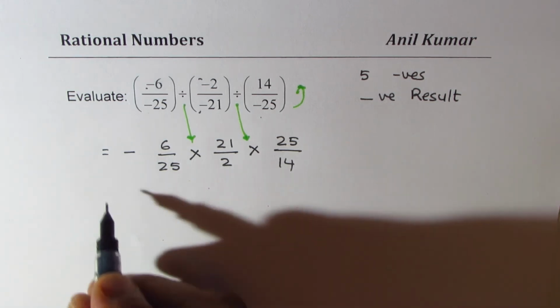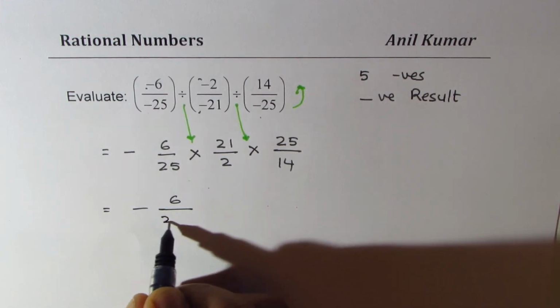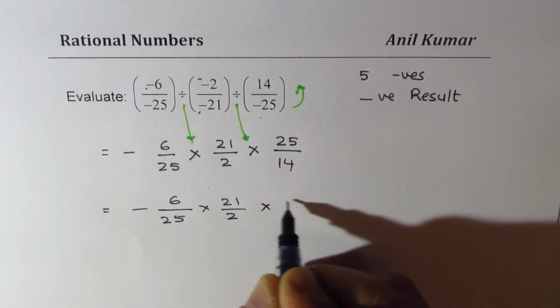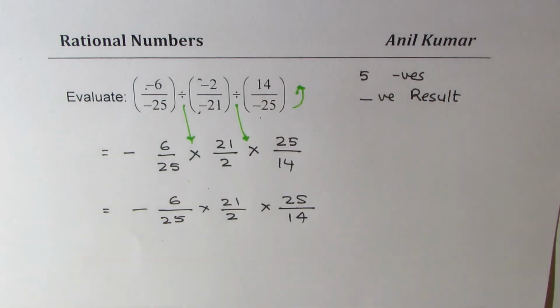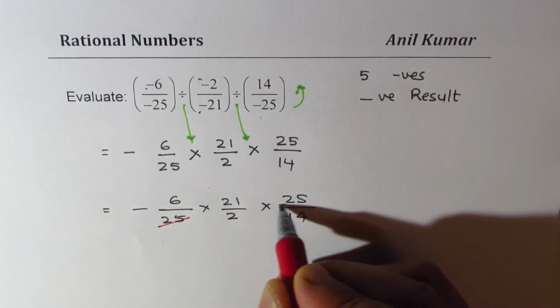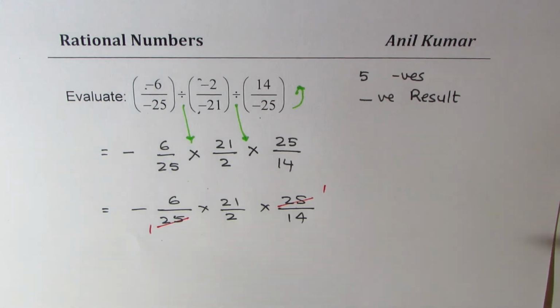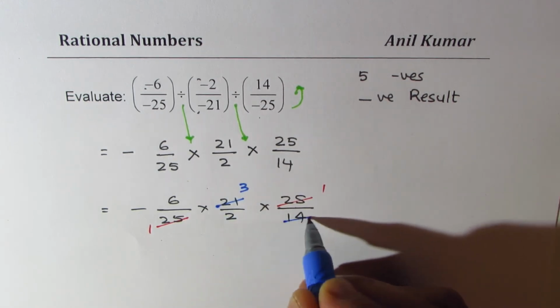So let me rewrite this. So what we did here is we kind of flipped them. So let me rewrite and we'll cancel and simplify. So we have already taken care of signs and also division converted to multiplication. See how we simplify. So 25 and 25 both go one time. Clear? Now here we have 14 and 21. 7 times 3 and 7 times 2.